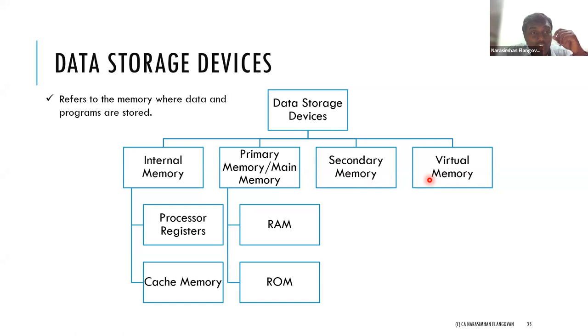Virtual memory is not a physical memory, but it is created through an operating system. It converts some amount of your hard disk, I repeat, some amount of your hard disk, which is secondary memory, into a so-called internal memory, right? That is basically done to enhance your processing speed and capability, right? So it's a virtual memory. It doesn't physically exist. Right.